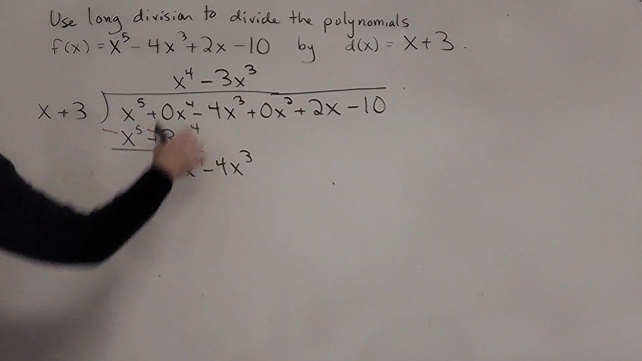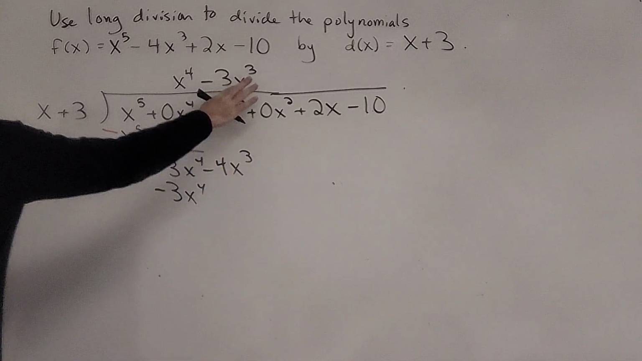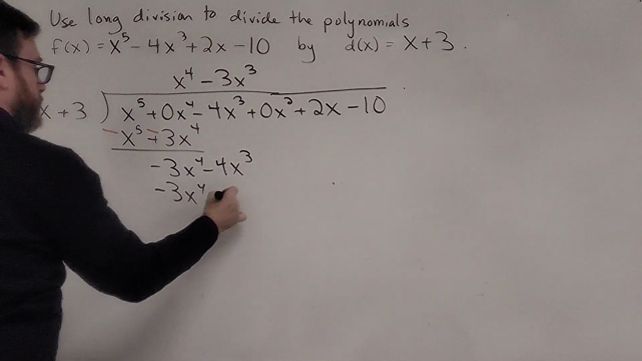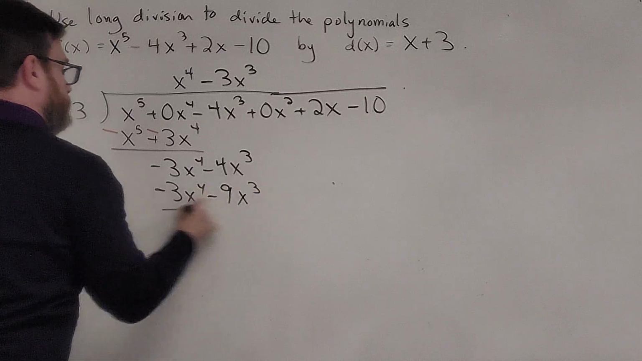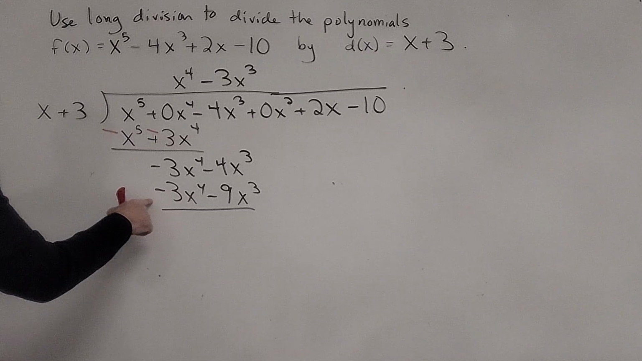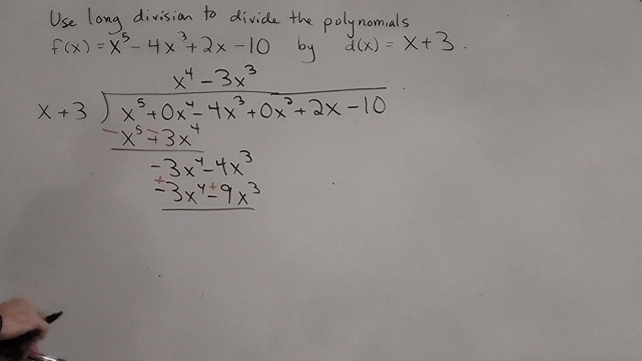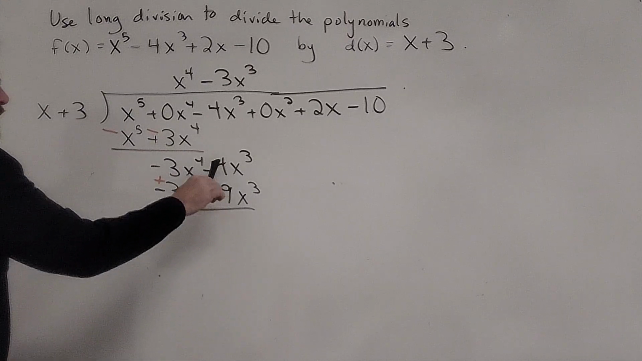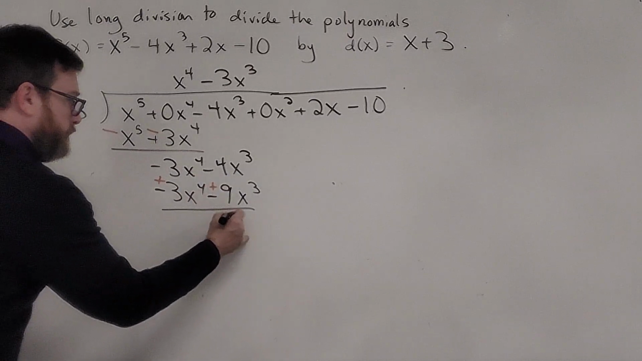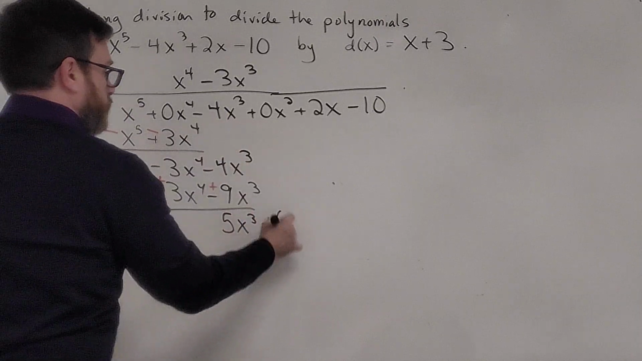So minus 3x cubed times x is minus 3x to the 4th. Minus 3x cubed times 3 is going to be a minus 9x cubed. And again, don't forget that we're subtracting, so we're going to have to change these signs. I'm going to turn this to a plus and this to a plus. Notice the first one goes away again. So minus 4 plus 9 is going to be a 5x cubed. And then we just drop down the next term, so plus 0x squared.